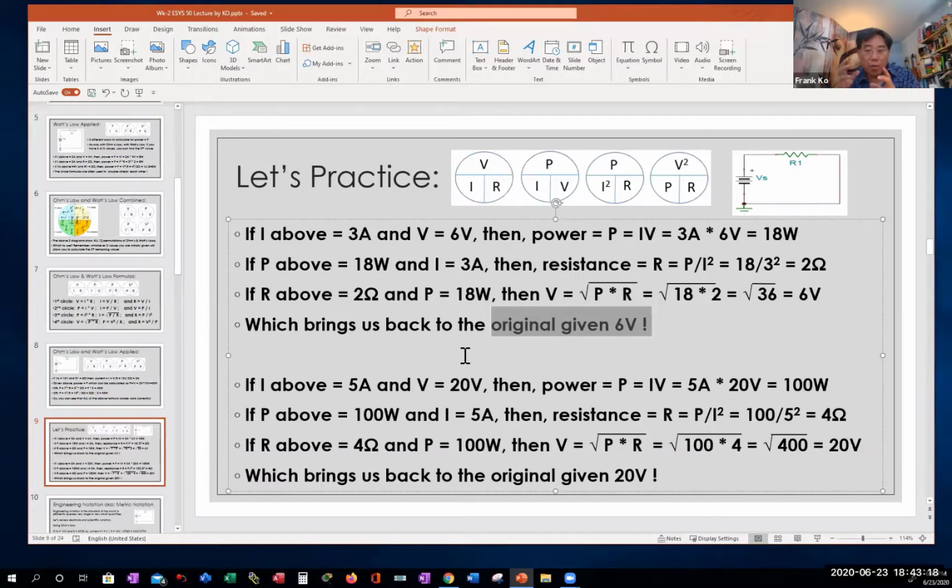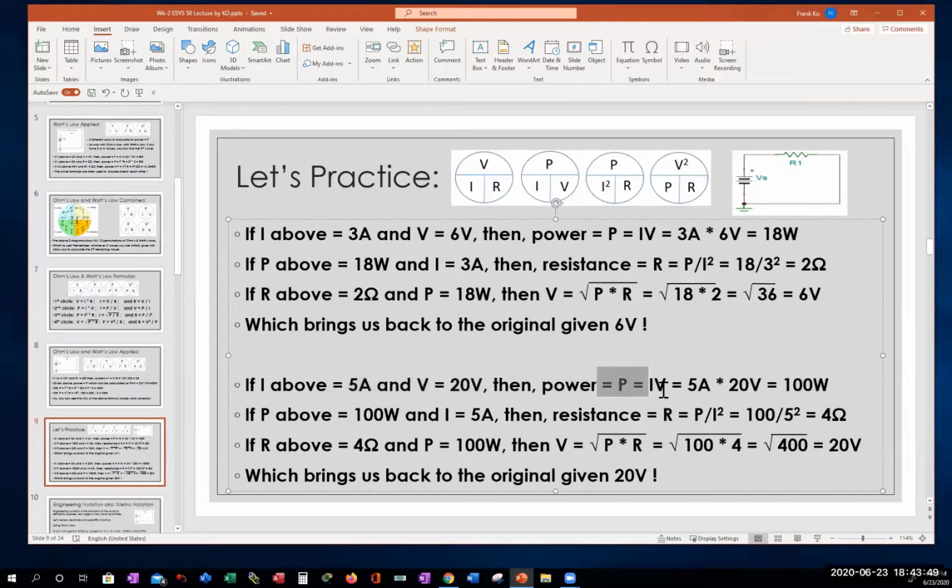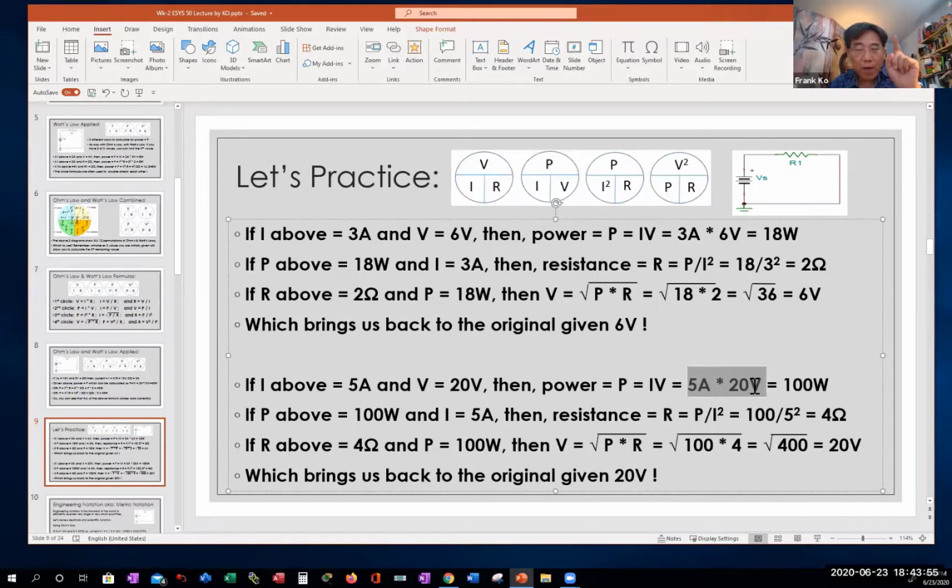If your original circuit parameters are sound, each subsequent step of calculations you make will ultimately bring you back full circle to the original given value. We'll do this one more time. This is the same circuit, but a different set of numbers. Now current is 5 amps and voltage is 20 volts. Using the very first P circle, P is equal to what? I times V. I is 5 amps, V is 20 volts. 5 times 20 gives you how many watts? 100.